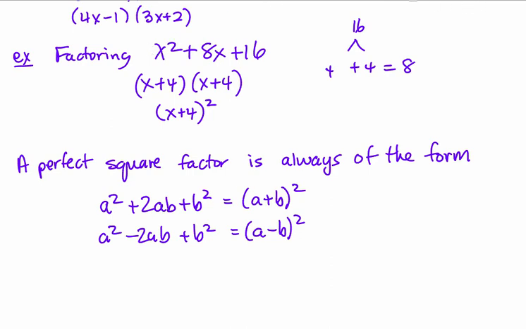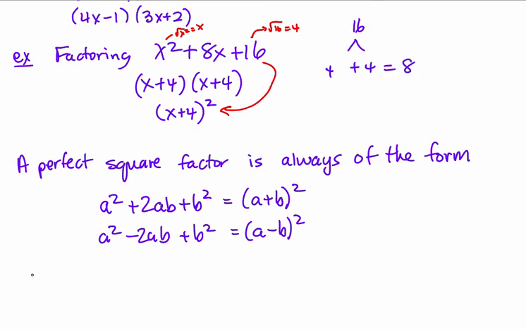And the middle term is from the square roots of these parts. The square root of x squared is x, and the square root of 16 is 4. So I take the square roots to get a and b, and if it's 4 times x and then you double that, 8x, then this can automatically go to this form, which is x plus 4. So let me show you an example.